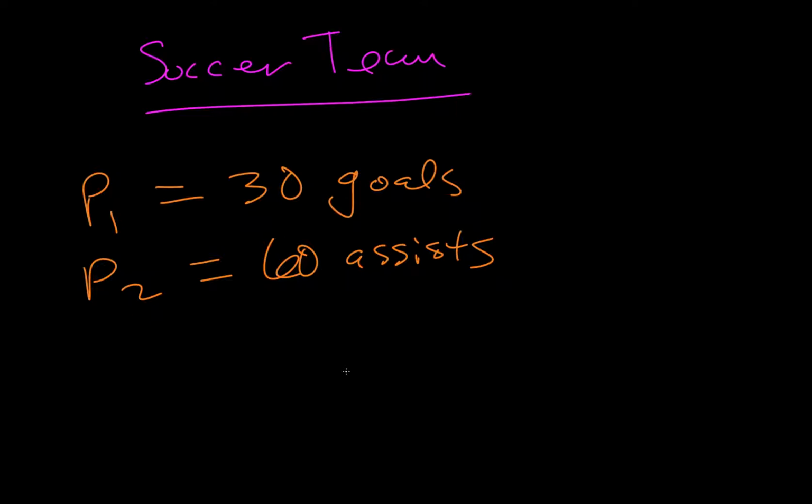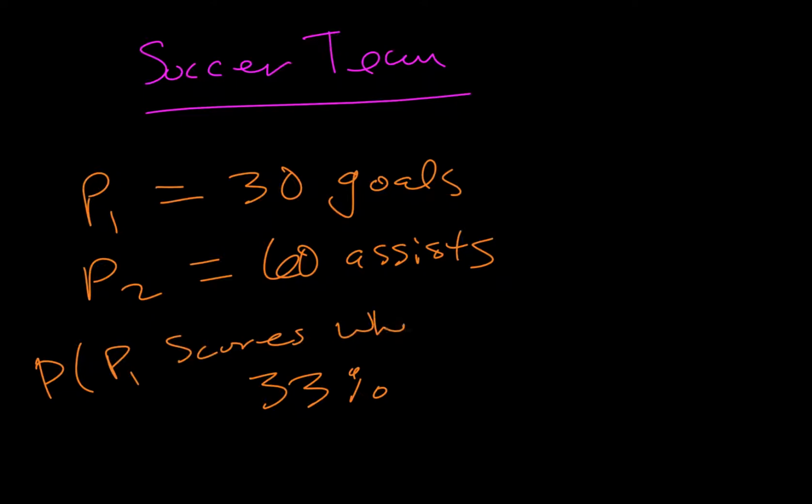It says if the probability of player 1 scoring on a play where player 2 had an assist is 33%, how many such goals were there? So what we have to figure out, one more time, if the probability that player 1 scores when player 2 has an assist is 33%, how many such goals were there?